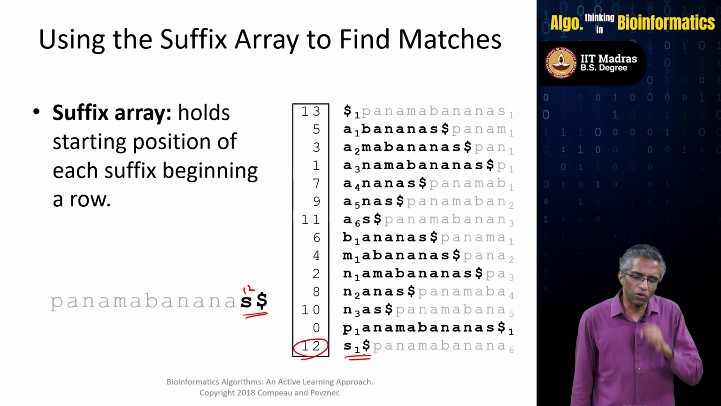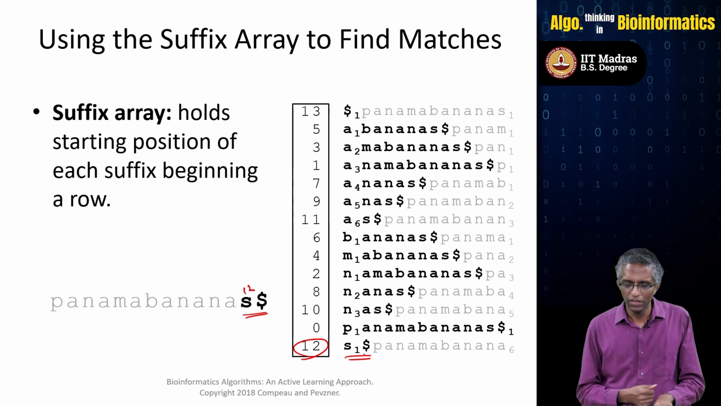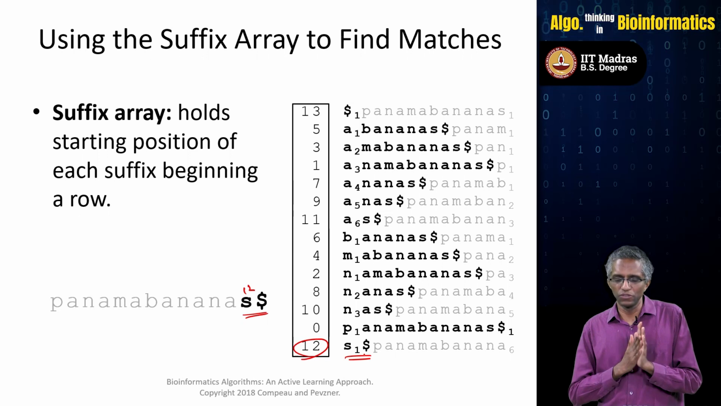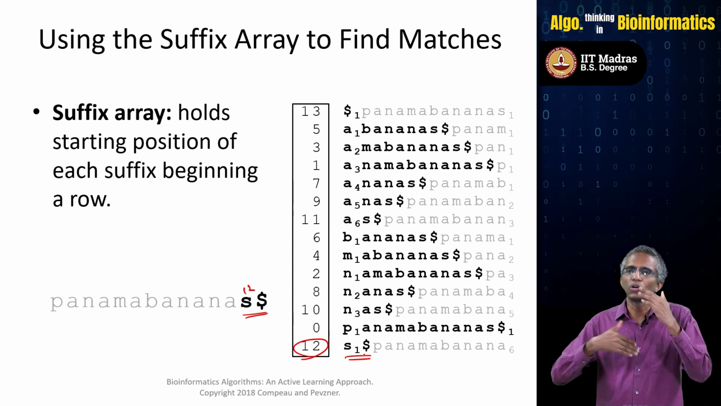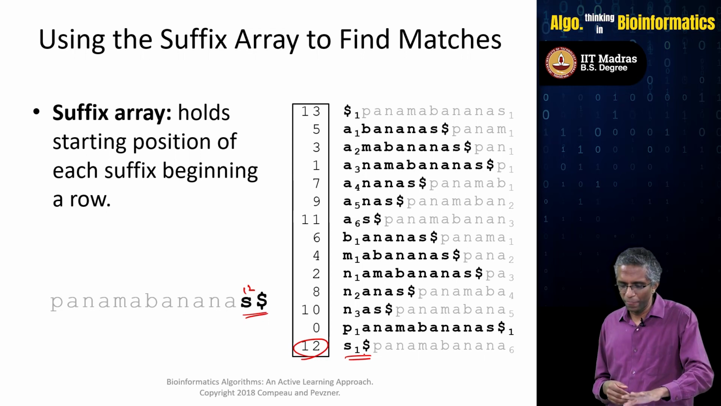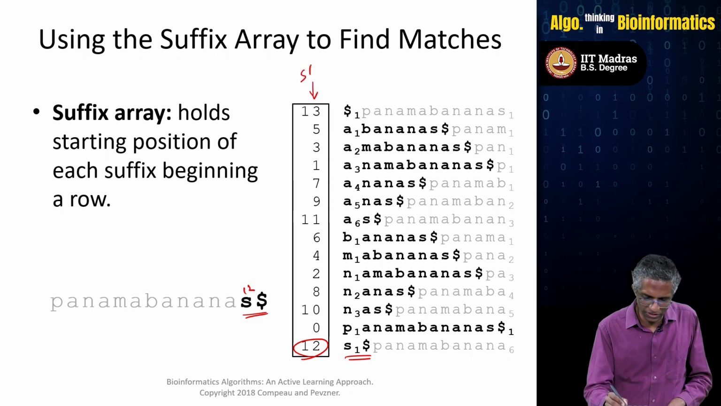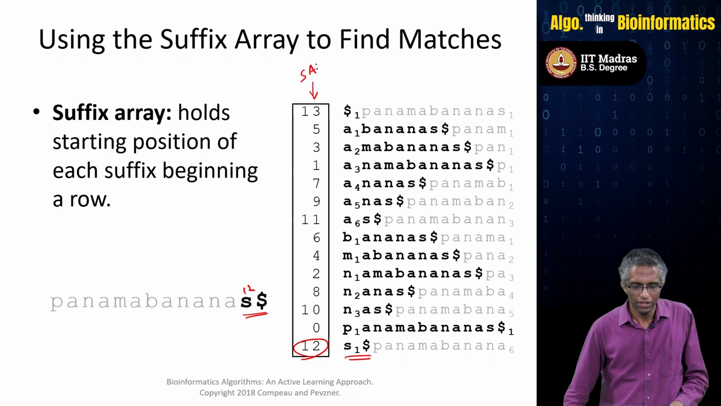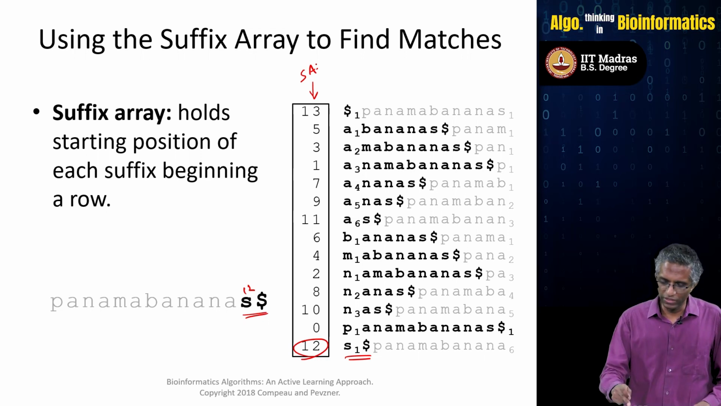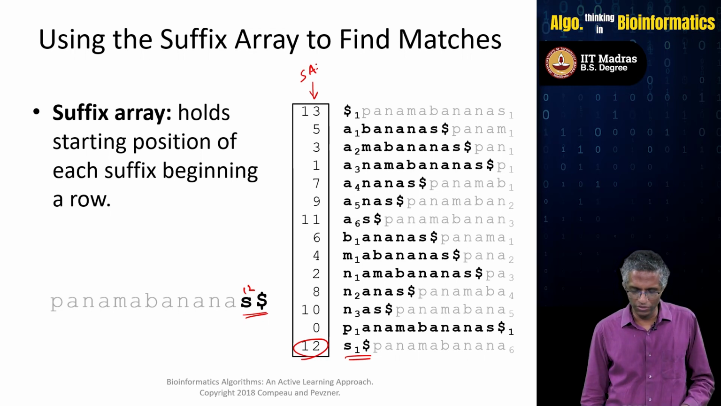All the bold face part of this Burrows-Wheeler matrix is all the suffixes, and you know that in the Burrows-Wheeler matrix they are all sorted. So you take all the suffixes, you attach positions to them, and you sort them lexicographically, and that essentially is your suffix array. It holds the starting position of each suffix beginning a row. So this 13, 15, 3, 1, 7, 9, that ordering and list of numbers is your suffix array.